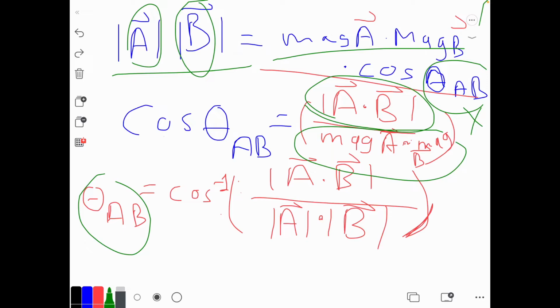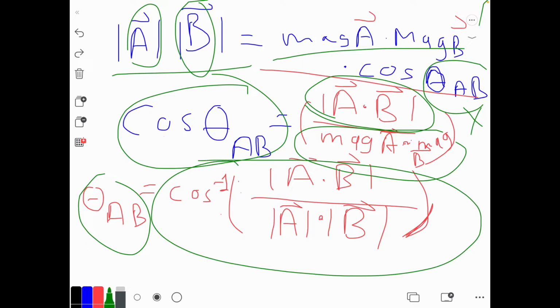Then you have cosine of the angle between A and B. Now, to get rid of the cosine, we take the inverse cosine of the whole thing on the other side: the dot product of the vectors over the magnitudes of the vectors multiplied to each other. Now we're going to go to VyPython and see how we can do this, and then come back. I'll see you guys in a few minutes in VyPython.